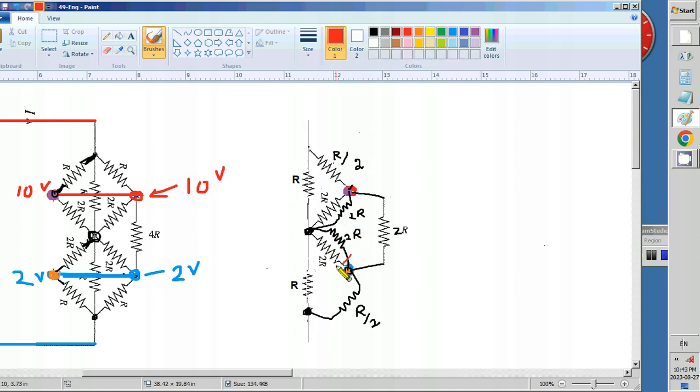What is the value? 2R in parallel. So the resultant is 2R divided by 2, then 1R, just R. So I delete this one. Only one is there. The value is R. Here also the same thing. 2R parallel, the equivalent is R.